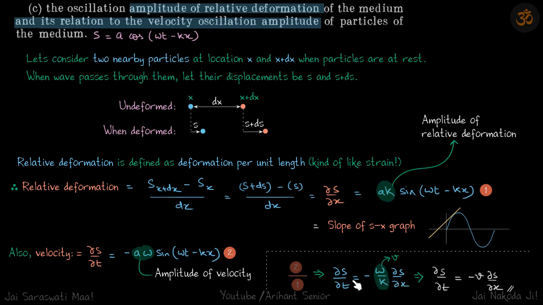That will give us ∂s by ∂t equal to minus ω by k times ∂s by ∂x. And we know ω by k is the velocity. So that gives one of the differential forms of the wave equation, that is ∂s by ∂t equal to minus v ∂s by ∂x. So this is the relation. ∂s by ∂x is the relative deformation, ∂s by ∂t is the particle velocity, and v is the wave velocity. Quite an important relation. All right.